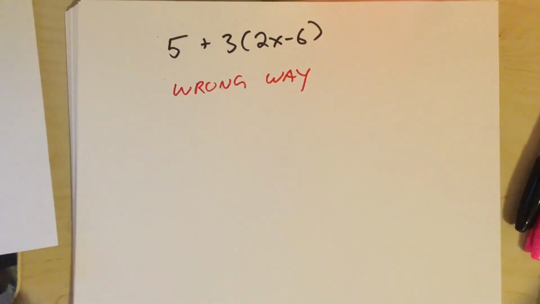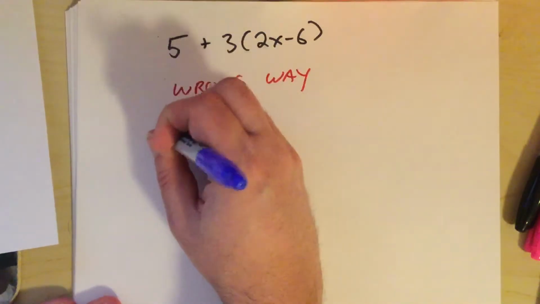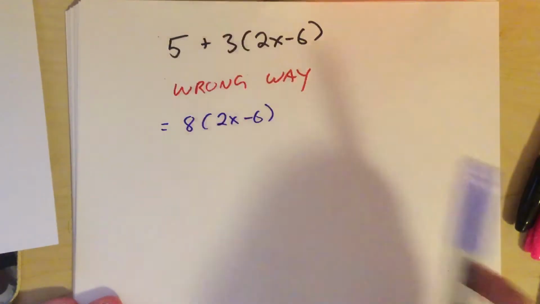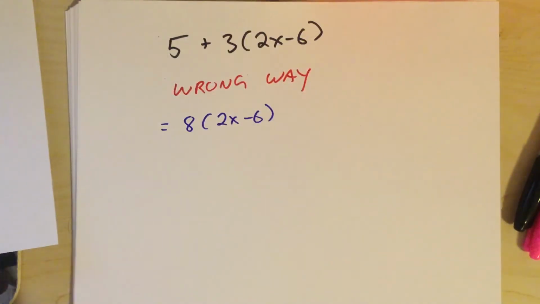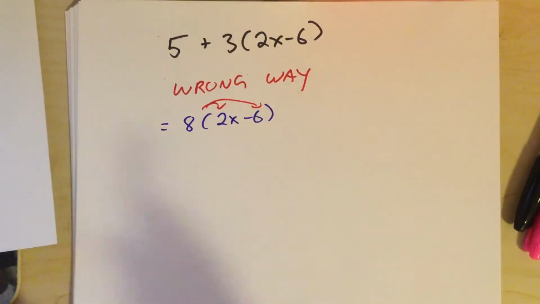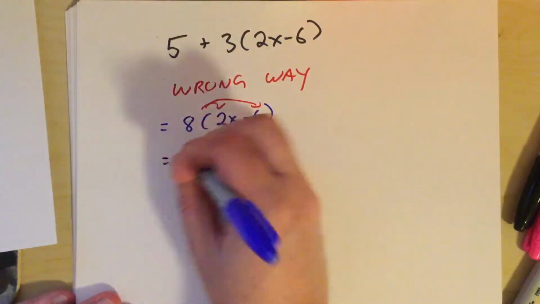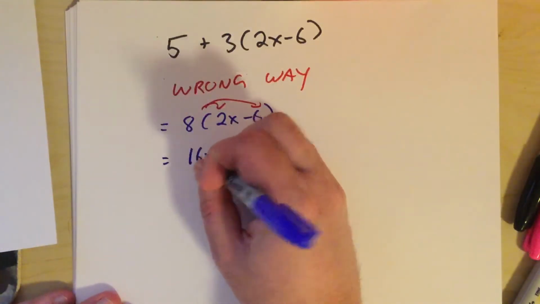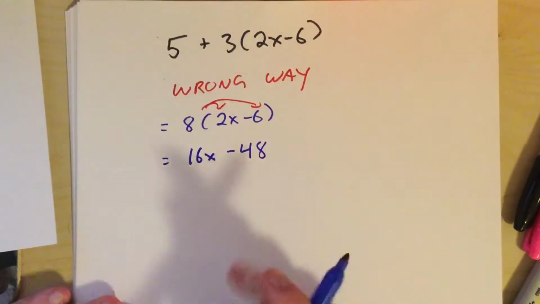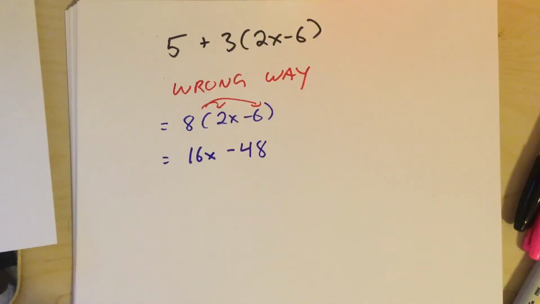So the wrong way is, we go 5 plus 3, 8 times 2x minus 6, and then we distribute the 8 to both of these guys, and we get 8 times 2 is 16x, and 8 times negative 6 is negative 48. And this is wrong. So why is this wrong?